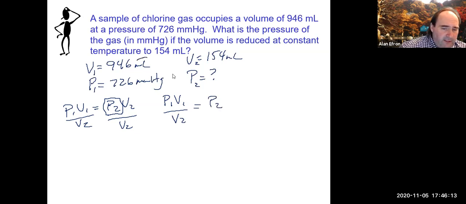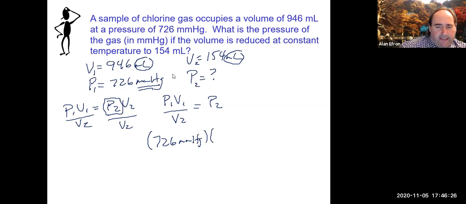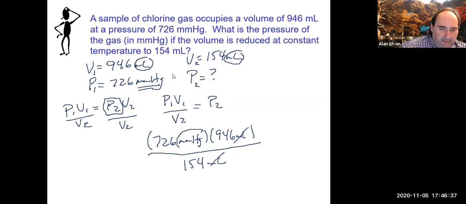In terms of units, we're good here. We have milliliters on both sides for the volume. Our pressure is in millimeters of mercury, which means that's what it will be when we're all done. That gives us 726 millimeters of mercury times 946 milliliters divided by 154 milliliters. Milliliters are going to cancel, and our millimeters of mercury are going to be here. It looks like we end up with about 4460 millimeters of mercury.